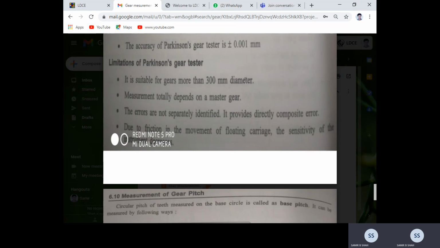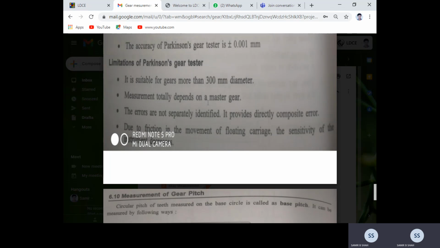It means if it has fewer dimensions than that, then it may not be measurable with the help of this method. Measurement totally depends on the master gear. If there is any error in the master gear, then that error will also be covered in our measurement. Okay, so everything depends on the master gear.